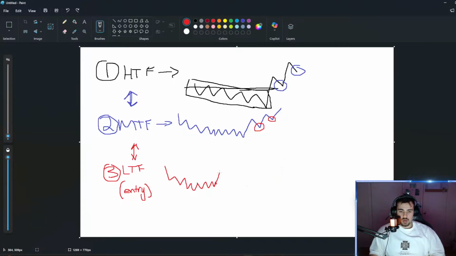And once price breaks up on the entry or the lower time frame, we buy stop right here, the first structural leg, and our stop loss goes under all the action to the left. Okay. So this is the overall strategy we're going to be testing tonight.